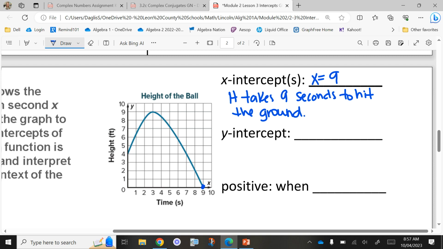And I know it's the ground because remember it's 9 seconds, 0 for my height. It didn't go anywhere. So that's when it hit back down on the ground. It's not in the air anymore.